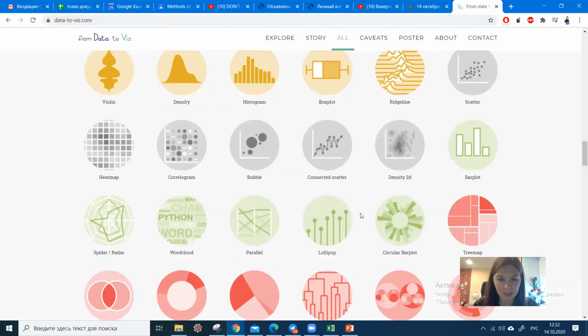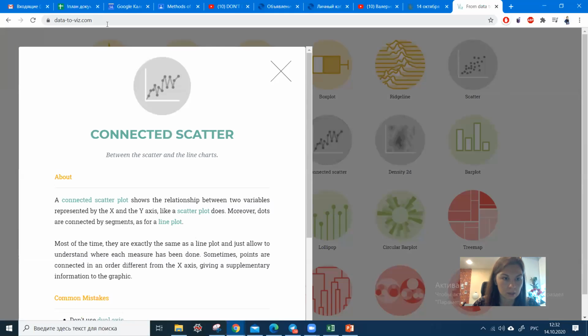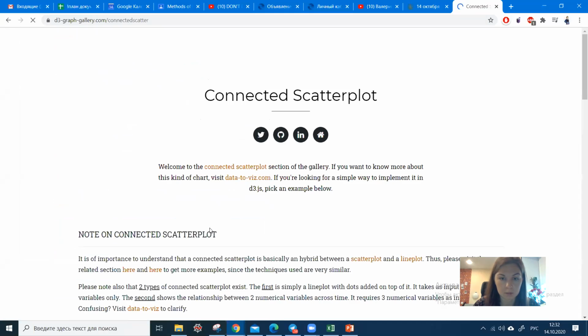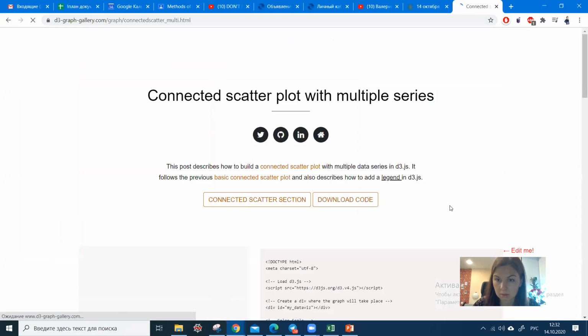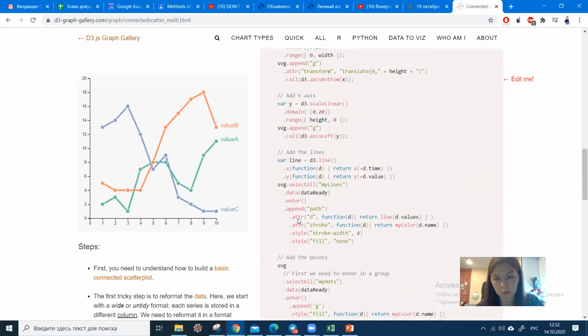So here also some examples. And in this data.wiz.com, you may find a gallery with examples of these plots, and you see that you may also find a script for how to plot this data.